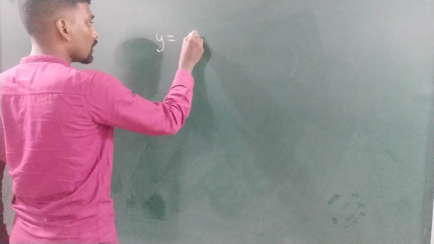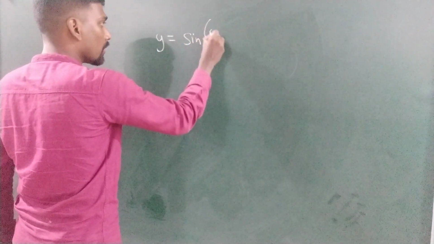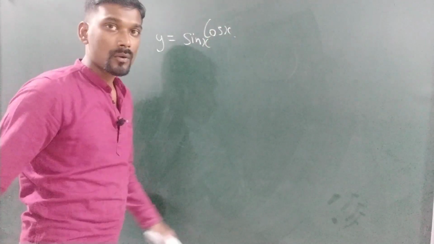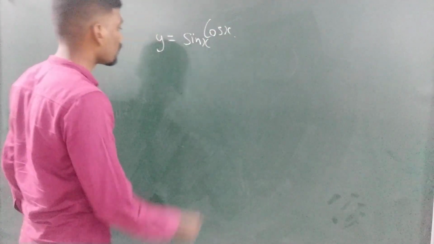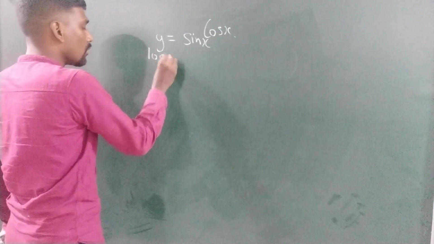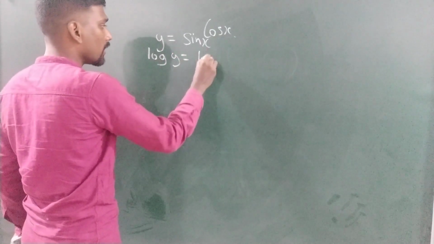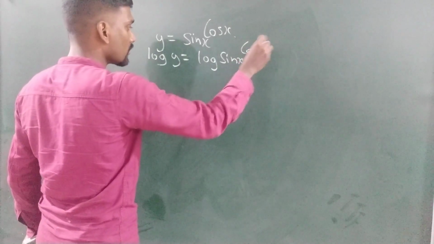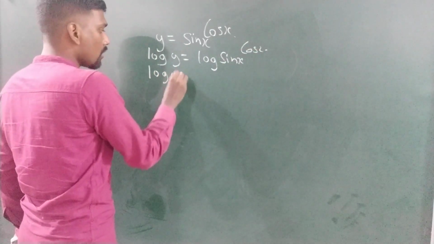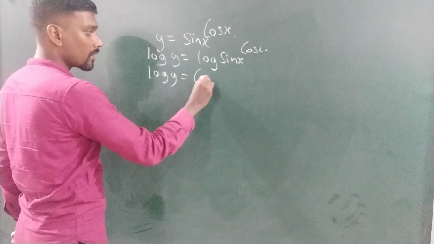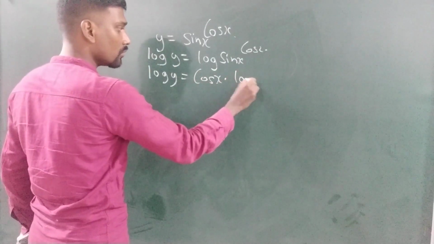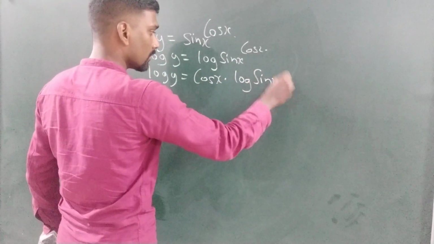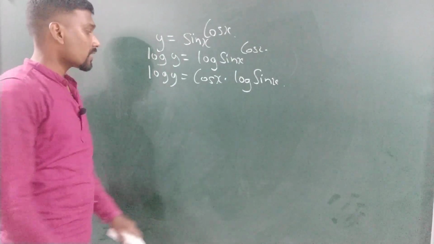Now suppose in the exam they have given y is equal to sin x to the power of cos x. So taking log on both sides, log y is again log of sin x to the power of cos x. So now log y is equal to cos x will come down, that is cos x into log of sin x.